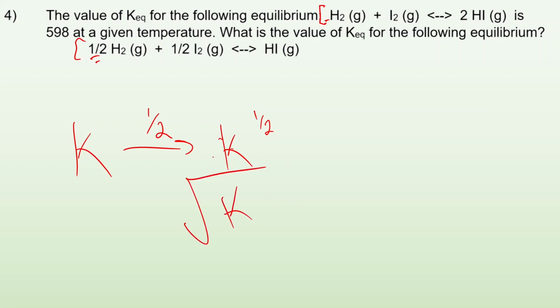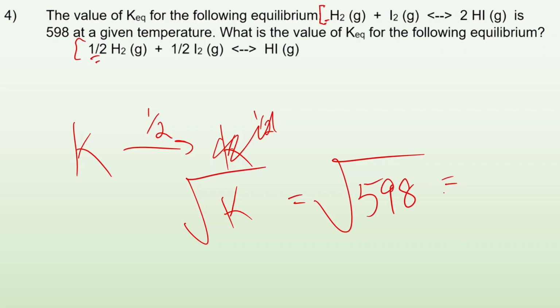So I have to do that. Square root of 598 equals, roughly 24.5. And that would be my answer to that.